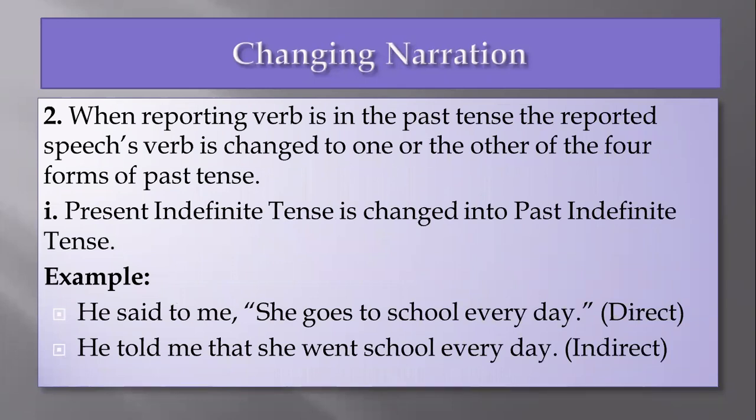Now, the next rule. When the reporting verb is in the past tense, the reported speech's verb is changed to one or the other of the four forms of past tense. First, present indefinite tense is changed into past indefinite tense. As for example, see, he said to me, she goes to school every day.